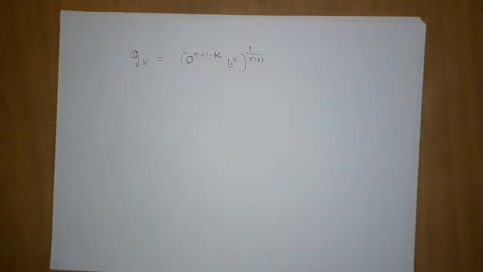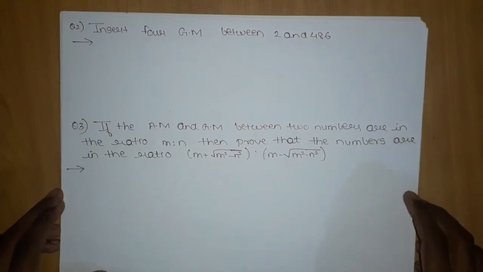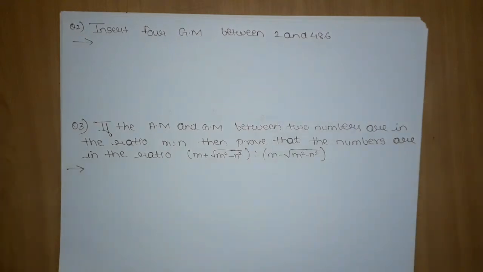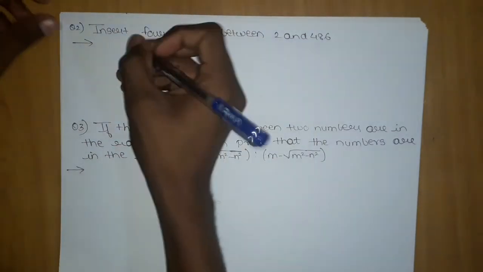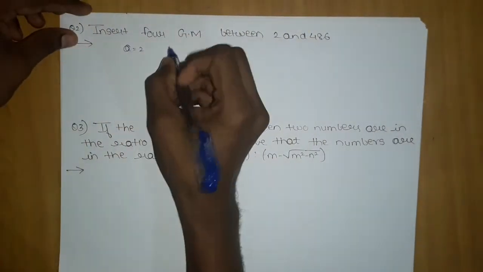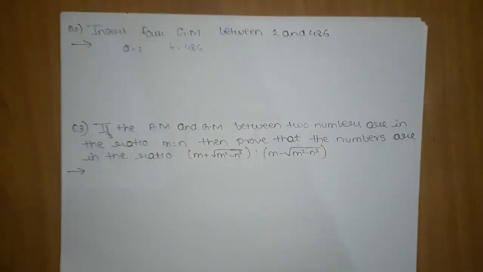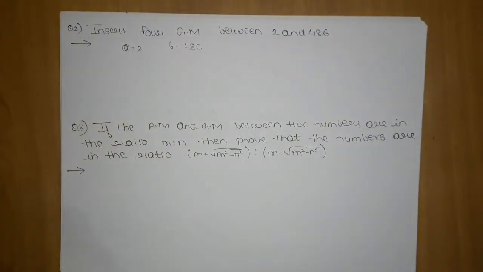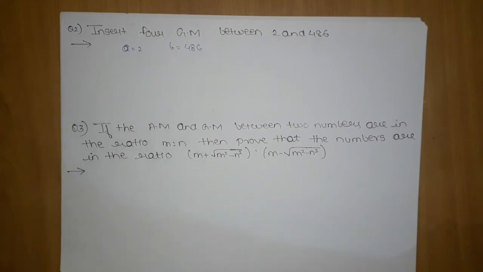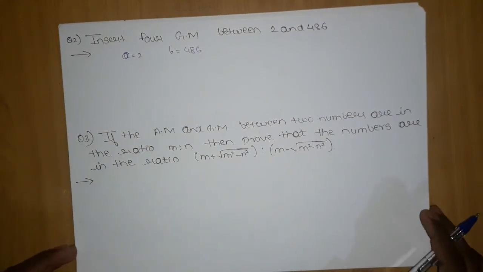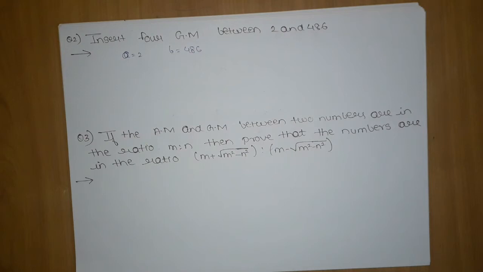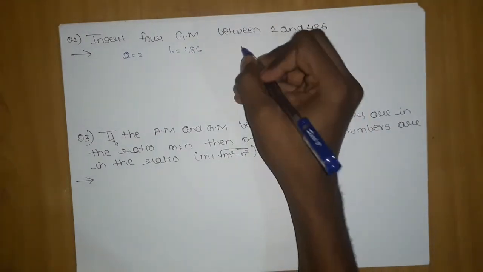Now let's continue with our questions. The second question says: insert 4 GMs between 2 and 486. So I came to know that a is 2 and b is 486. Now we want to insert 4 GMs, but the basic thing is, let's try to find r.